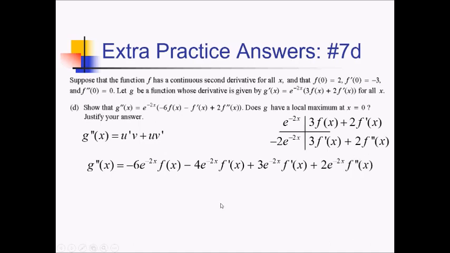Can I clean this up at all? Well, one thing I notice is that we've got some like terms here. We have an e to the negative 2x f prime, e to the negative 2x f prime. So these two terms can be combined to just give me negative 1 e to the negative 2x f prime. No other like terms anywhere else. This is just an f of x. This is an f double prime of x. Can't combine those.